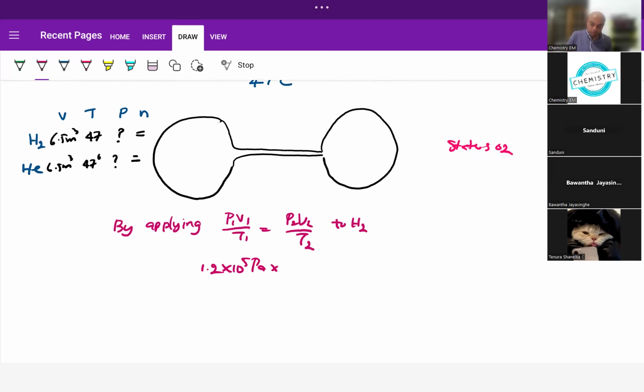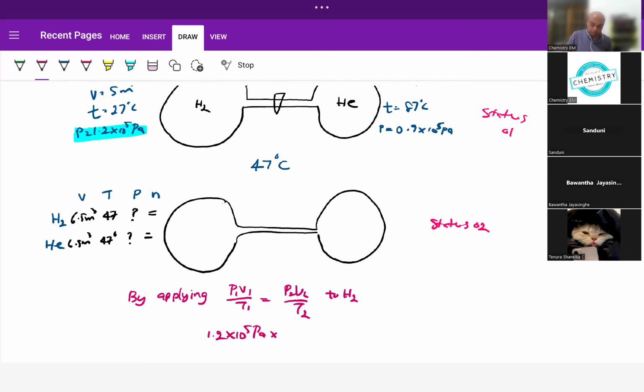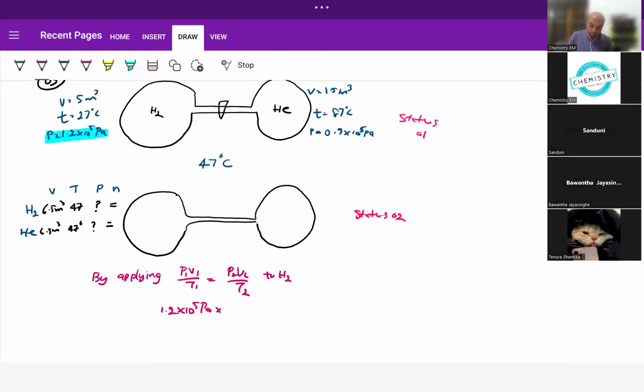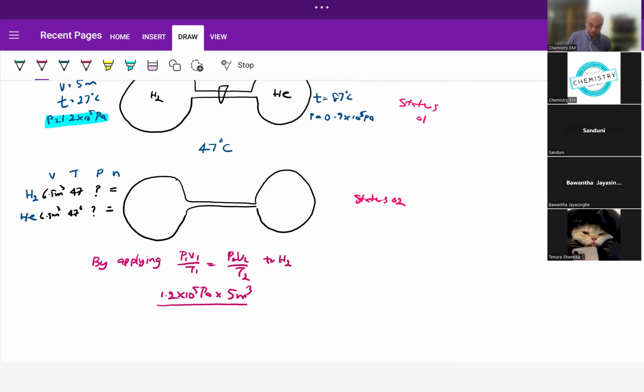So the volume initially, status 1, that is 5 cubic meters, divided by temperature T1, that is 27 degrees Celsius. It has to be kelvins because gaseous questions always deal with kelvins. So this is 300, 27 plus 273, in Kelvin, equals P2.